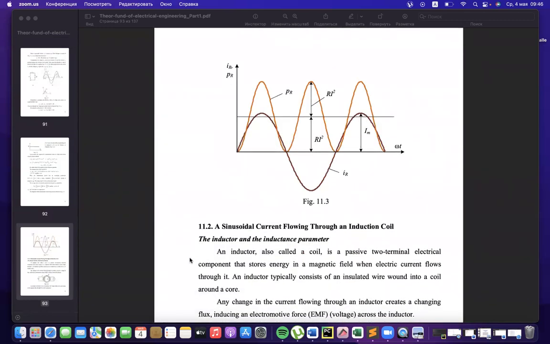If we represent it on the graph, you see the current function, the instantaneous power function, and the average power rate that could be found from the root mean square value of current.